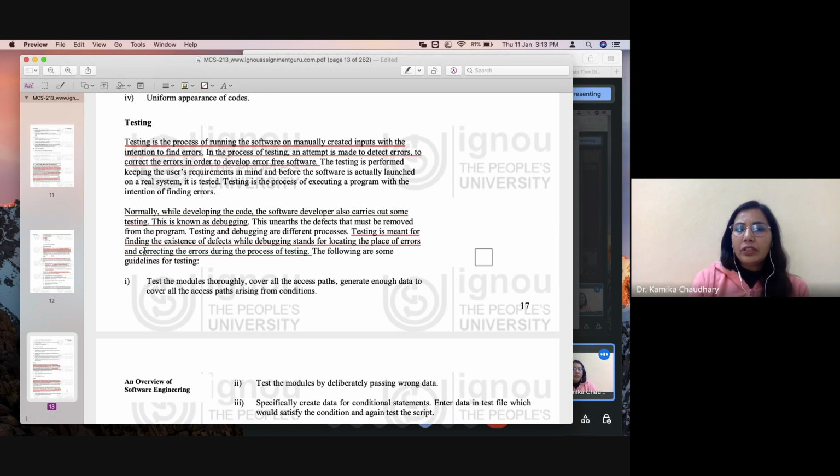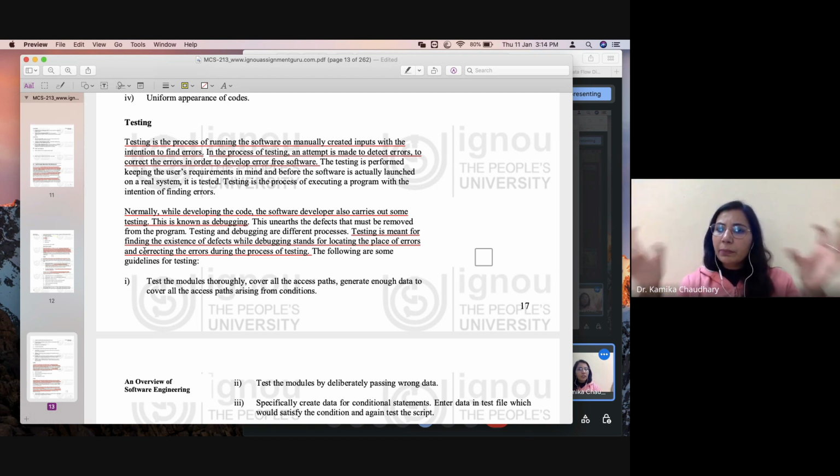But testing is meant for finding the existence of defects in the entire system, even after the debugging has been done, because debugging is done at the module level or the program level. There are many types of testing also. Generally, when testing is performed on the entire system, the overall software, we say that even after debugging, errors and defects are there in the system. We are breaking the entire system into different parts. When we bring together all the chunks, the modules, the blocks, they can perform well separately.